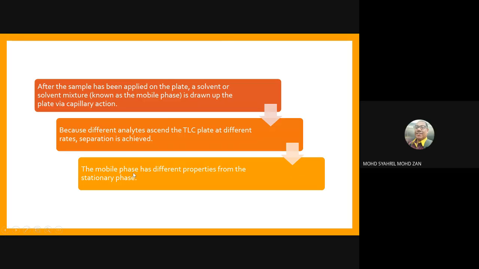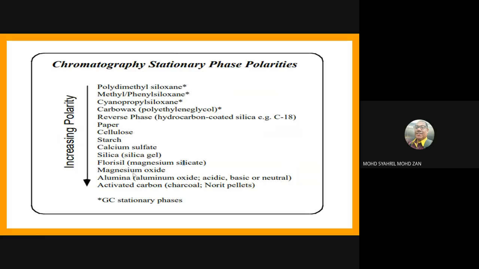Mobile phase adalah bahan yang kita nak gerakkan daripada spot tadi. For example, kita ada unknown samples ataupun kita ada oleic acid. So oleic acid akan bergerak sampai volatile tu akan stop. Tapi stationary phase tu kita kena sediakan semua bahan-bahan ni. Ni stationary phase.